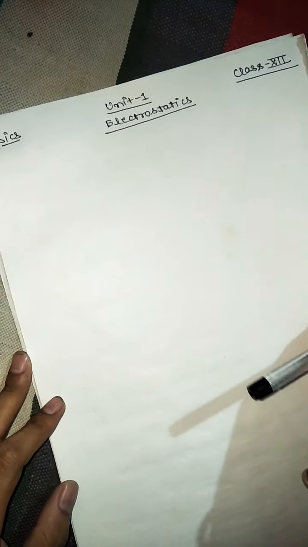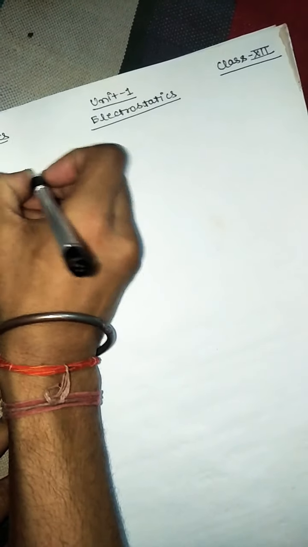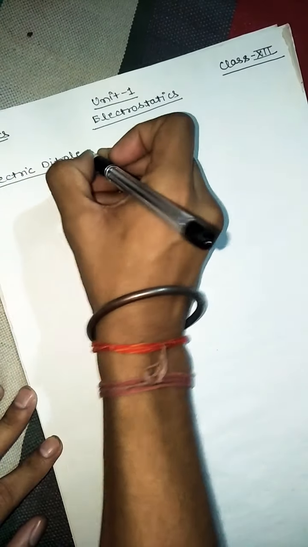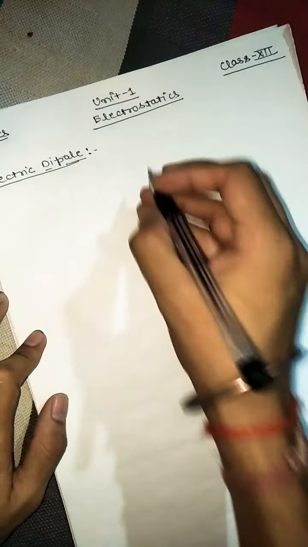Good morning, students. In the last lecture, we discussed electric field intensity due to a point charge. Today, we are going to discuss a new topic, that is electric dipole. As the name makes clear, di means two and pole means sides. So, what is an electric dipole?